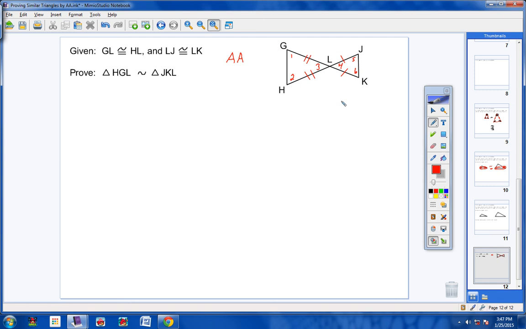Now, right away we should recognize that angle 3 is congruent to angle 4. Now understand something, students. We are not doing the proof. We're just brainstorming, okay? Now, I know these two angles are congruent because they're vertical angles when two lines intersect. Vertical angles are always congruent. We know that.